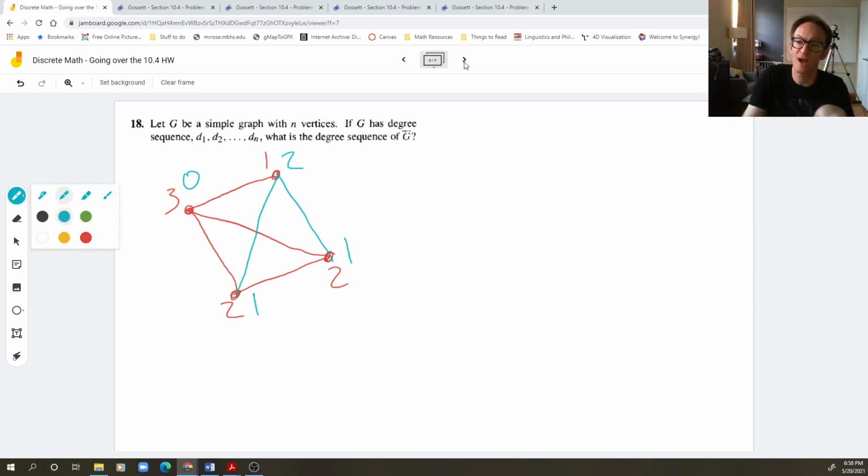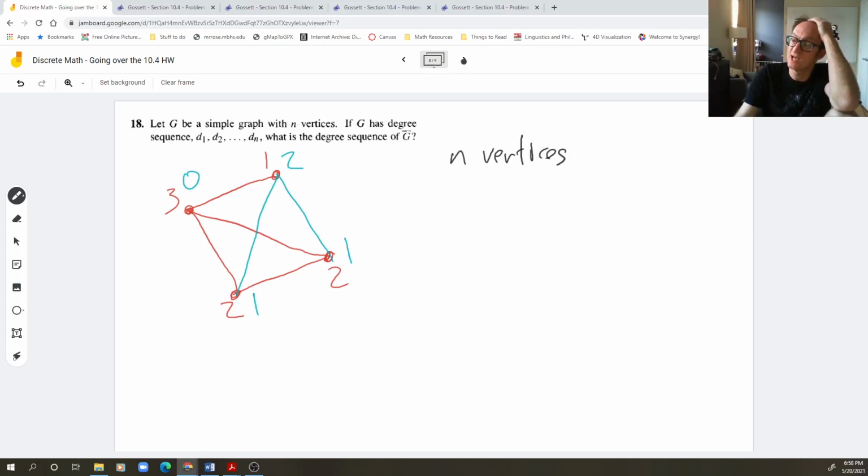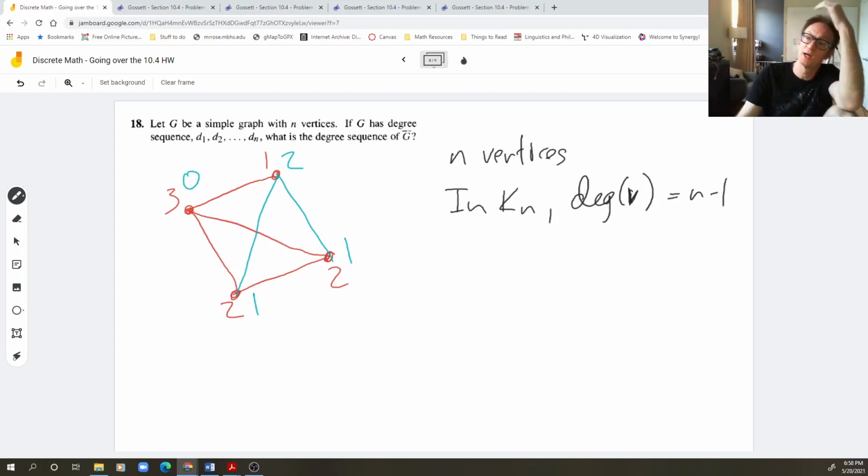So if you look back at this problem now, what do we have? We have n numbers in this sequence, and therefore the graph has n vertices, as it says. If the graph has n vertices, then in Kn, the degree of every vertex is n-1. And so therefore each vertex in the complement graph is going to have n-1 minus the original degree. So in other words, here's the answer.